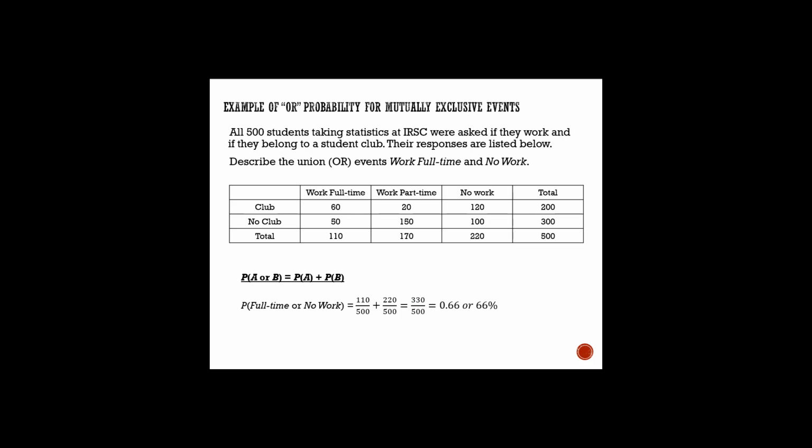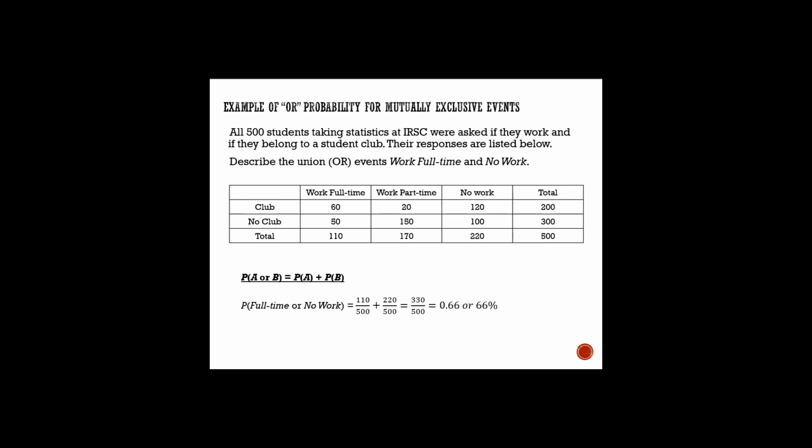So here's a table for you to work with. It was 500 students taking statistics at IRSC, and they were asked if they work, either full-time, part-time, or no work. And then they were also asked, do they belong to a club? And that's their two-part contingency table. And we're interested in the union, the OR events, work full-time and no work. Okay, now I know there's a word and in between those, but you've just been told that it's a union. In other words, we want the probability of working full-time or no work. So you kind of have to read your statements carefully. They may use the word and just to tell you the two different events, okay?